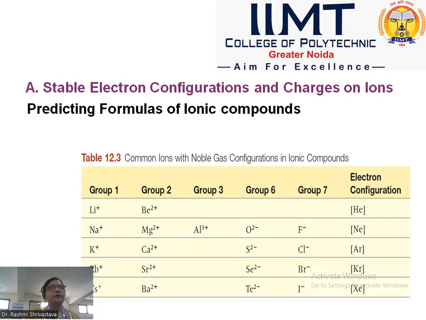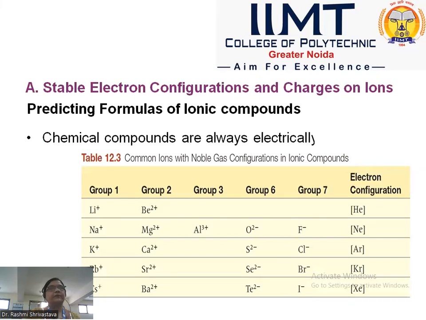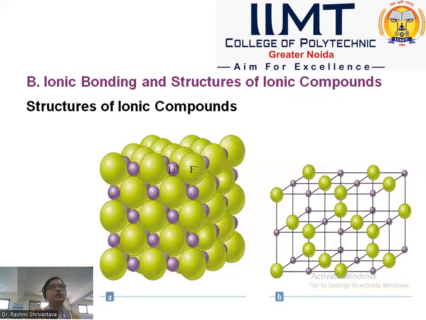Just like group 1: lithium, sodium, potassium, rubidium; group 2: beryllium, magnesium, calcium, strontium, barium; group 3: aluminium; and groups 6 and 7, all have a tendency to gain or lose electrons and attain the electronic configuration of noble or ideal gases. Chemical compounds are always electrically neutral because chemical compounds have a stable electronic configuration.